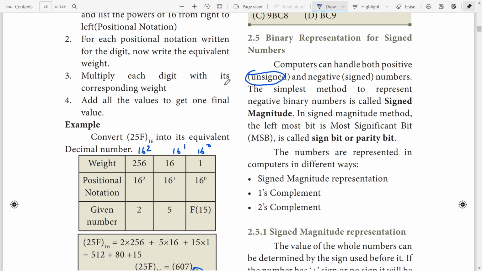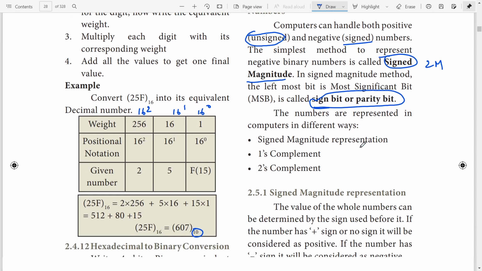For positive, you are not going to give any sign. For negative, you are going to give minus. The simplest method to represent the negative binary numbers is called signed magnitude. In the signed magnitude method, the leftmost bit, the most significant bit, is called the sign bit or parity bit.